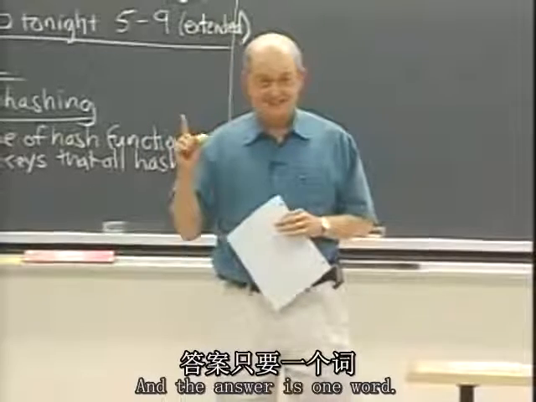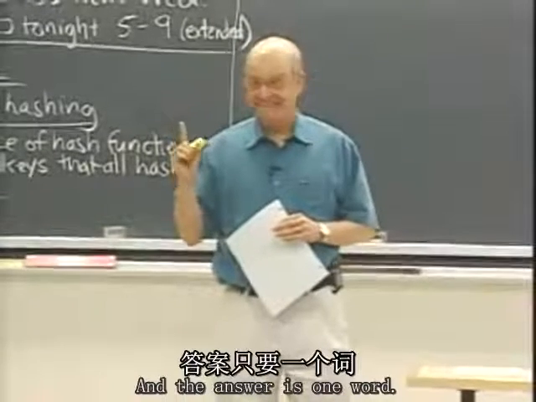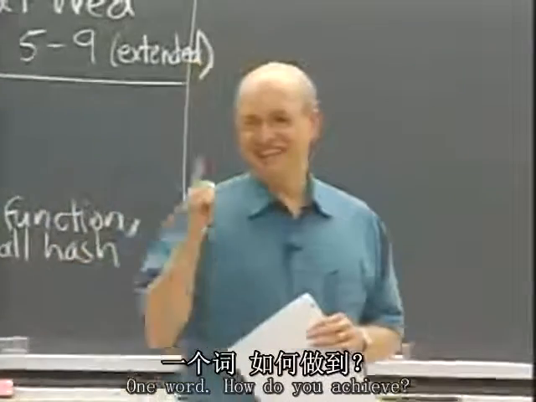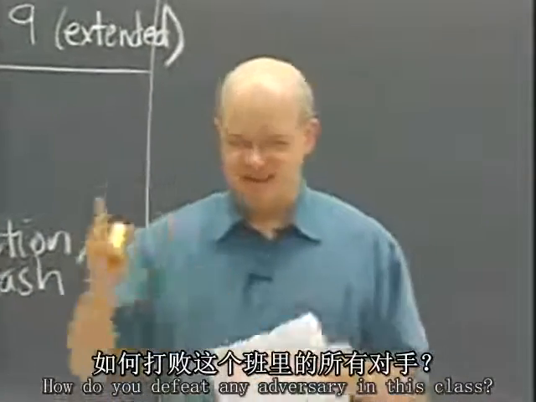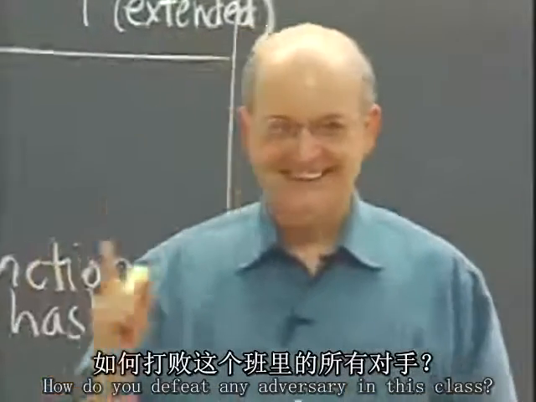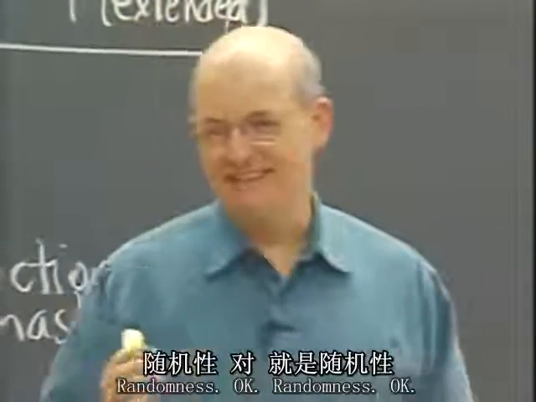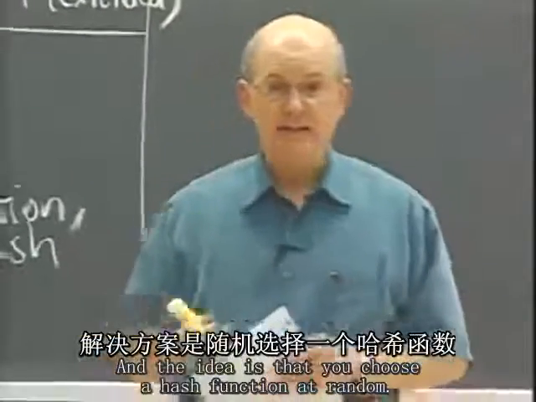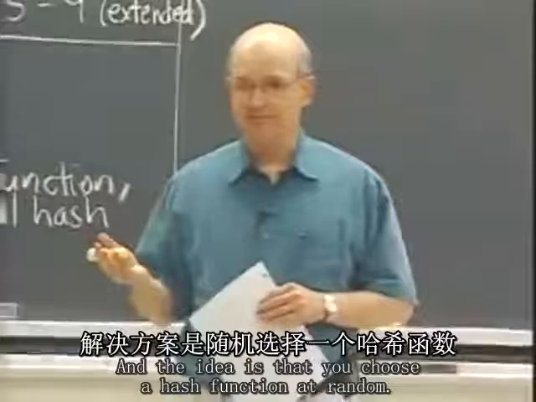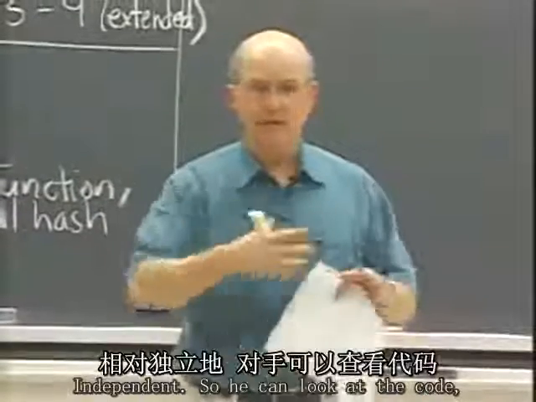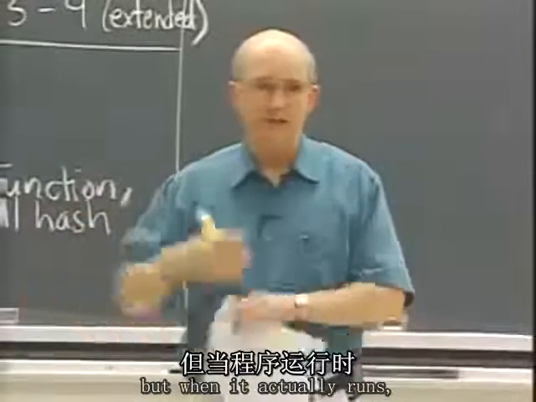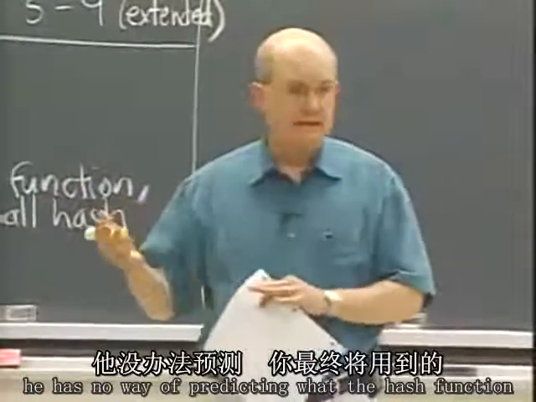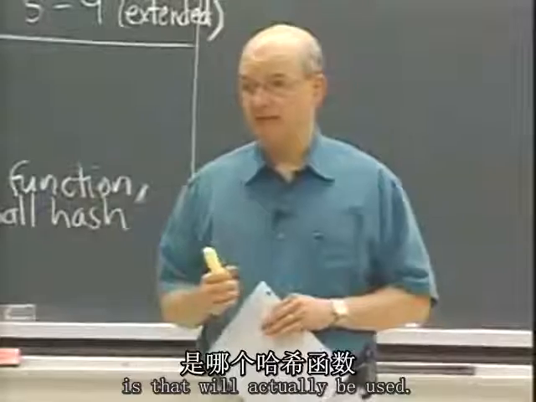one word. How do you defeat any adversary in this class? Randomness. You make it so that he can't guess. And the idea is that you choose a hash function at random, independent. So he can look at the code, but when it actually runs, it's going to use a random hash function that he has no way of predicting. So that's the game.